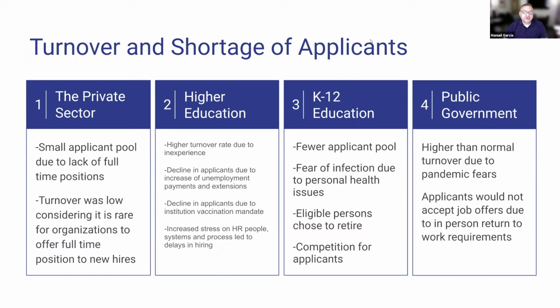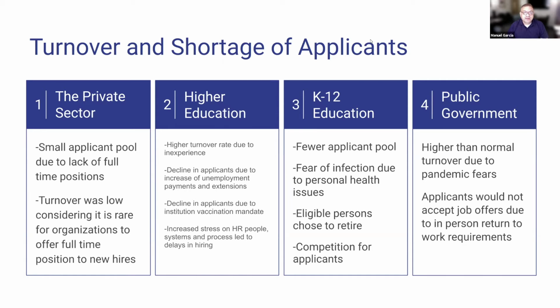Hello, for our research project, we did turnover and shortage of applicants, and we looked at 4 different types of organizations in the workforce: number 1, the private sector, number 2, higher education, number 3, K through 12 education, and number 4, public government. The reasons for turnover and shortage of applicants in the private sector included a small applicant pool due to the lack of full-time positions. Turnover was low, considering that it is rare for organizations to offer full-time positions to new hires.